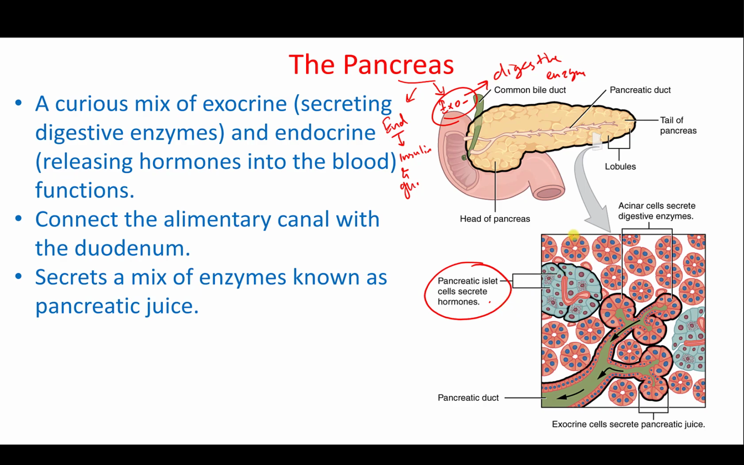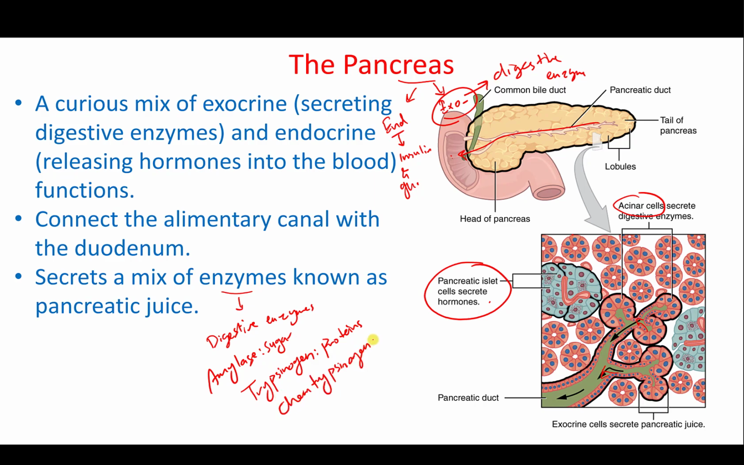But between them, actually the majority of the pancreas, are the acinar cells. Those acinar cells are exocrine glands. They will secrete the pancreatic juice, or pancreatic enzymes, into the pancreatic duct, which will take them out to the duodenum. What do we have in the pancreatic juice? We have a mix of digestive enzymes. Like amylase, for example, for sugars or carbohydrates, trypsinogen for proteins, and chymotrypsinogen, another enzyme, also for proteins.